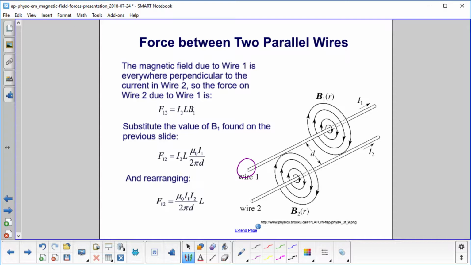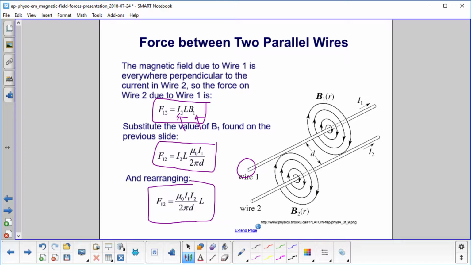So the force that wire 1 exerts on wire 2, that's a notation we've been using through this course, is I2 L B1, because you need the current of wire 2 and the magnetic field from wire 1. Now we already know what B1 is equal to. We found that on the previous slide. So we substitute that in, then rearrange it to make it a little nicer. The force that wire 1 exerts on wire 2 is going to be mu0 I1 I2 times the length of the wires divided by 2 pi d.